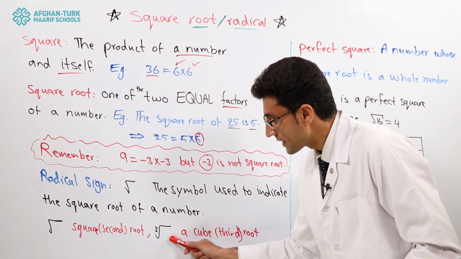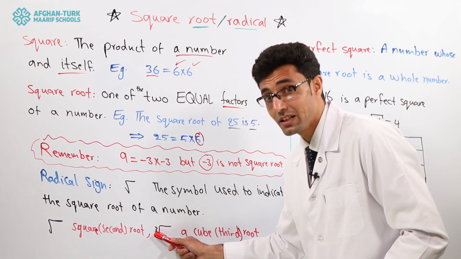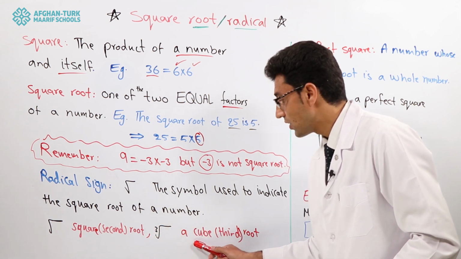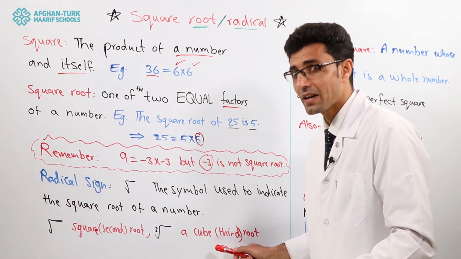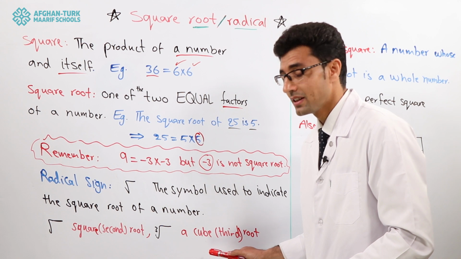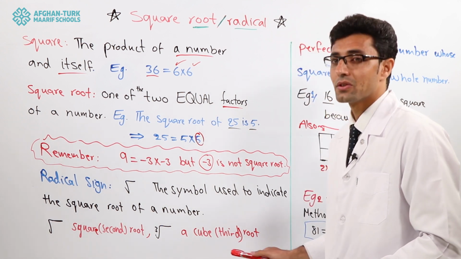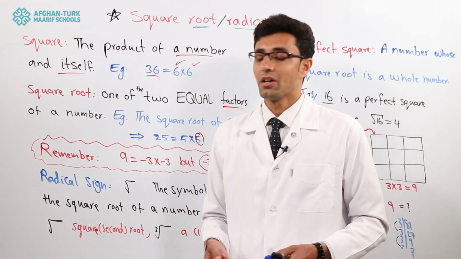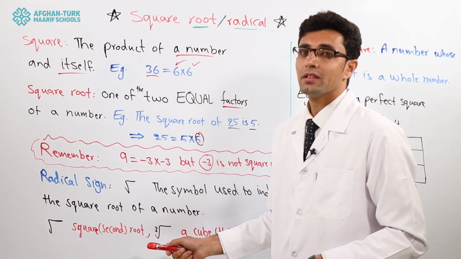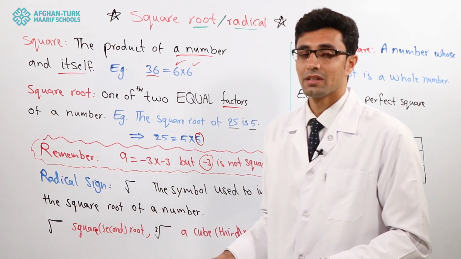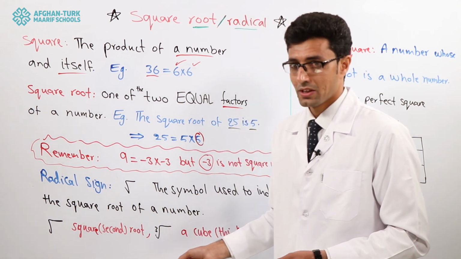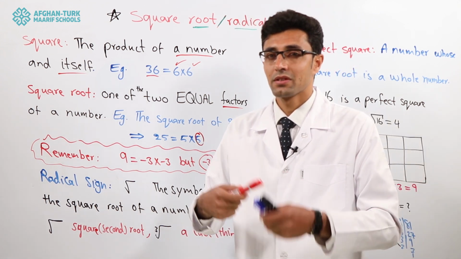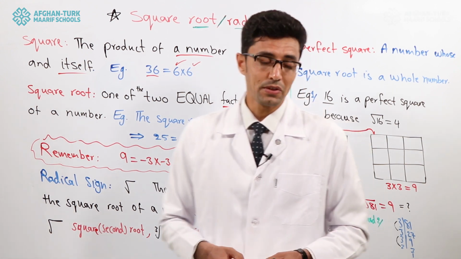If you see that here we have a different degree, 3, we call that a cube root. A cube root. Repeat after me. A cube root. Or you can say third root. Now you know the formula. If it is 4, you can say fourth root. If it is 5, you can say fifth root. If it is sixth, continue with this method.